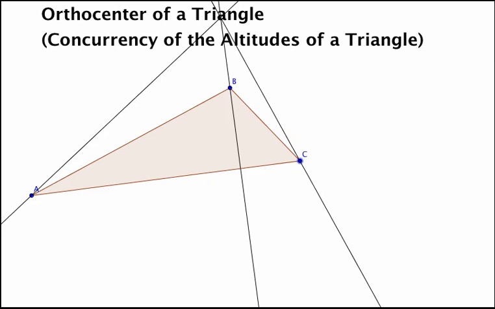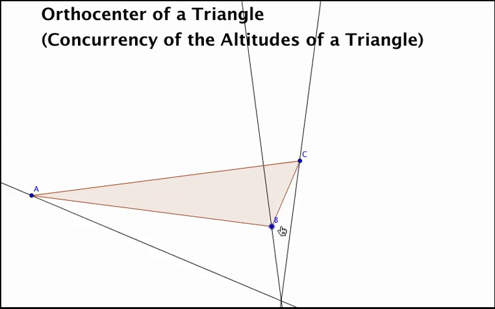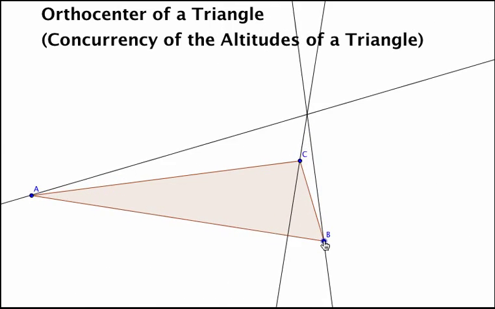The final altitude extends from C. Again, it's trying to go through AB, but it can't at a right angle. So we're going to extend AB out and find the point at which it would intersect at a right angle. This is a little funky. Notice that the point at which they all intersect is up here. Let's move this triangle around a little bit to see if we can find something a little more interesting.